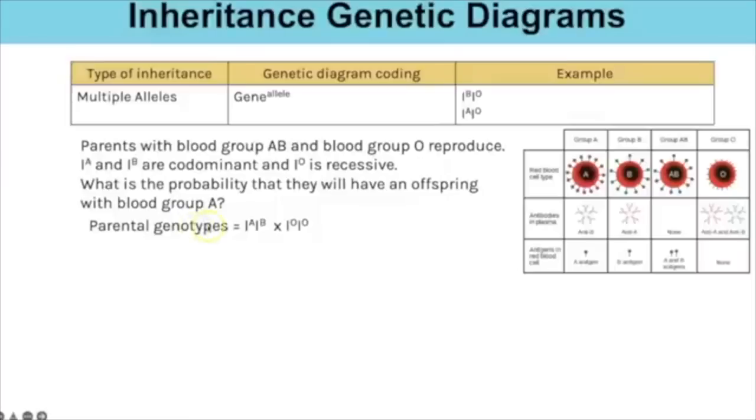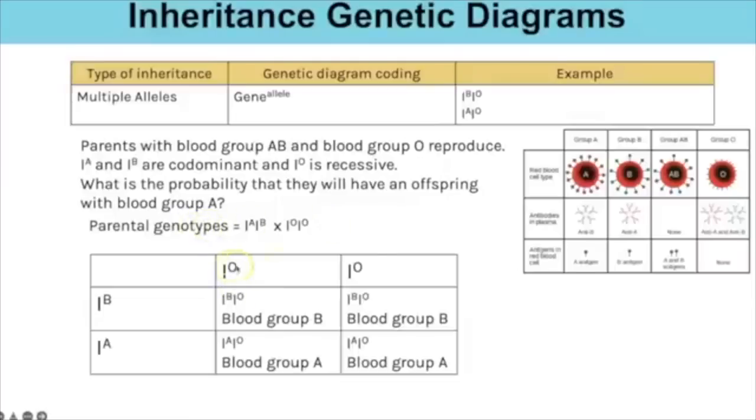So the first thing is you have to state the parental genotypes. Then we can work out the gametes, which I've put here on the outside of the Punnett square. Then we have the offspring genotype and the offspring phenotype. So we can see the probability of having blood group A is 50%, because we have two individuals down here that have both got a genotype that codes for blood group A.